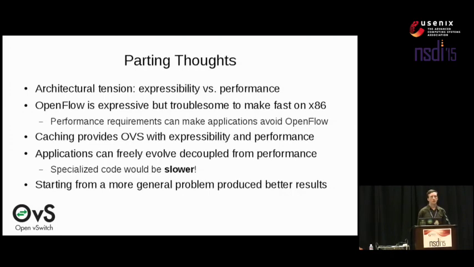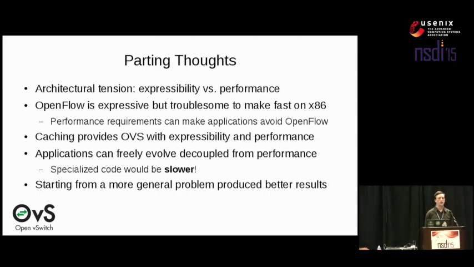And that means that if you have high performance requirements, that might make applications avoid using OpenFlow to implement them. And as I've shown today, the caching at multiple levels allows OVS to resolve this conflict between expressibility and performance. We can make even these quite expensive series of flow tables implemented efficiently. And this allows the applications that run on it, NSX and MVP and others, to run fast. And in fact, the specialized versions of them would likely be slower.